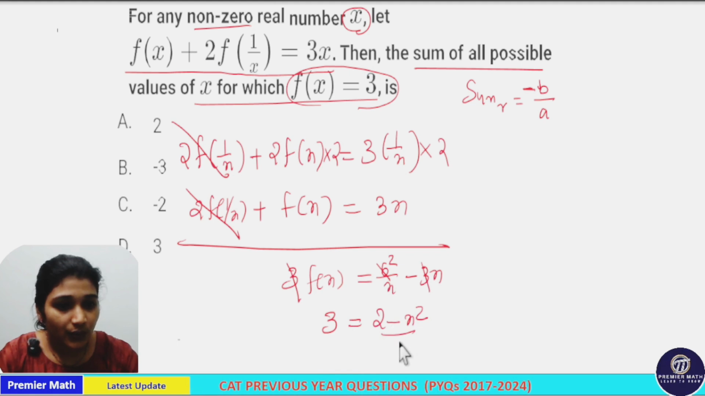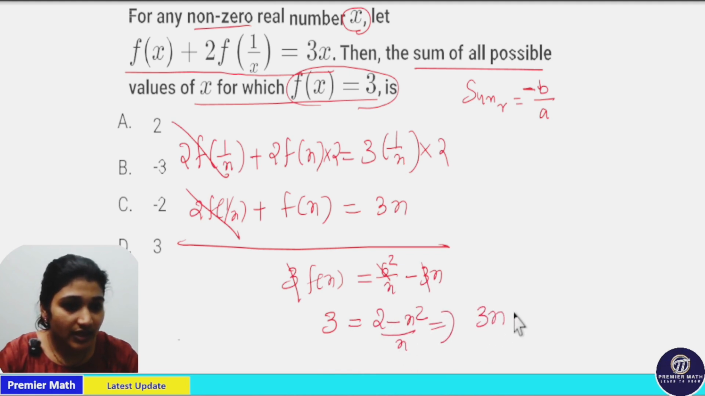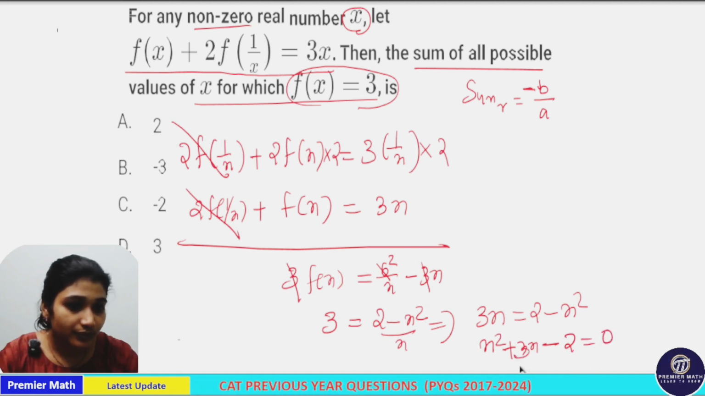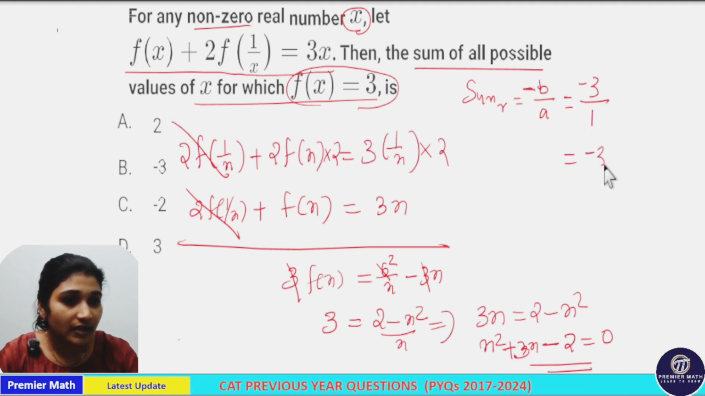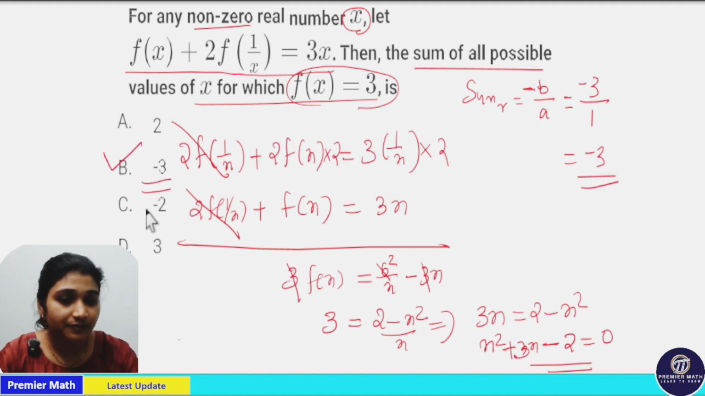So this will become 3x is equal to 2 minus x square. Now from this I can form a quadratic equation, that is x square plus 3x minus 2 equal to 0. Then sum of roots is equal to minus b by a. Here minus b means minus 3 divided by a, which is 1. So here sum of roots is equal to minus 3. Option B is your answer. Sum of all possible values of x is equal to minus 3.